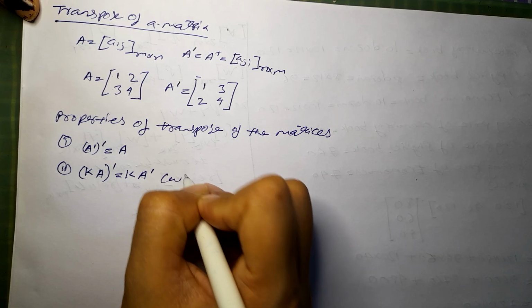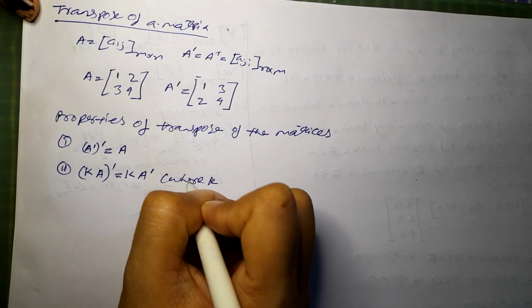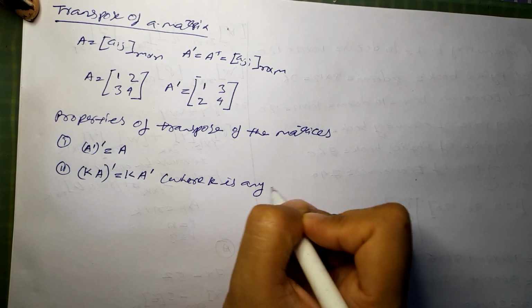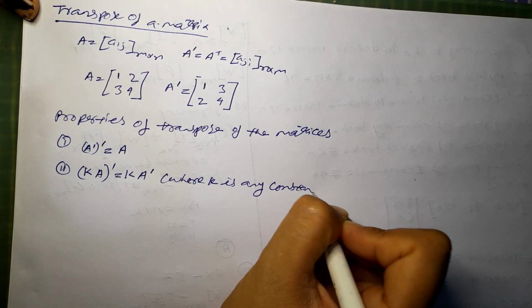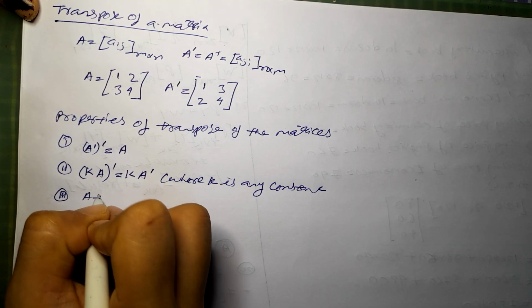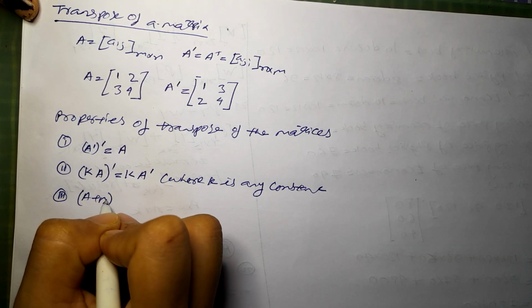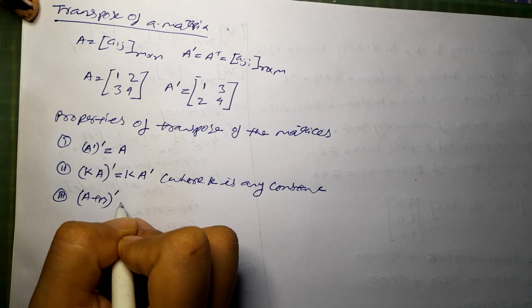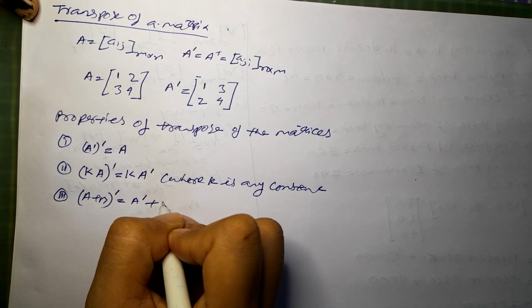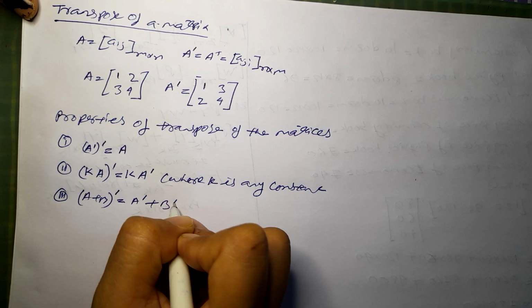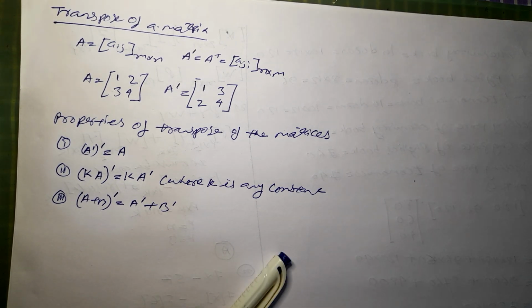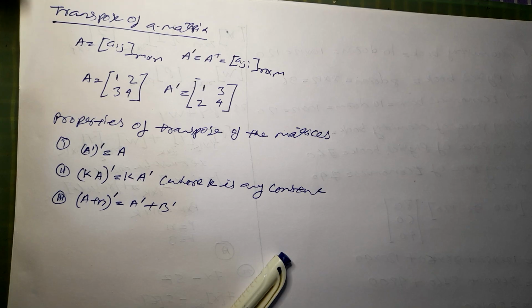Where K is any constant. Third property, that is addition, A plus B. Either add the 2 matrices and take the transpose, or take the transpose first and add later on. So (A plus B) transpose equals A transpose plus B transpose. These two will be equal.